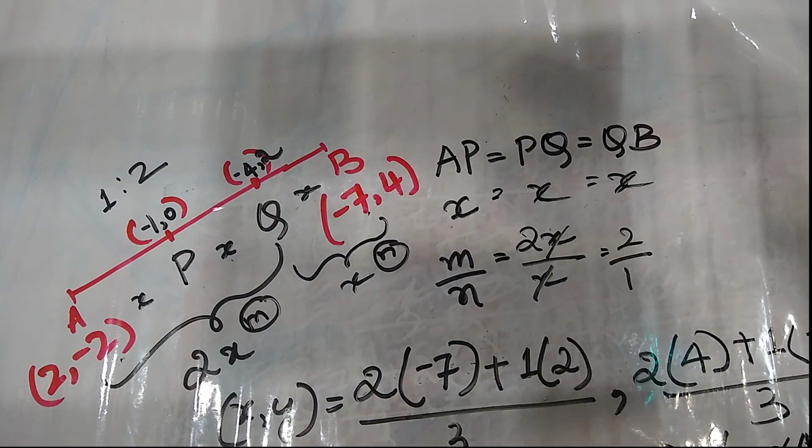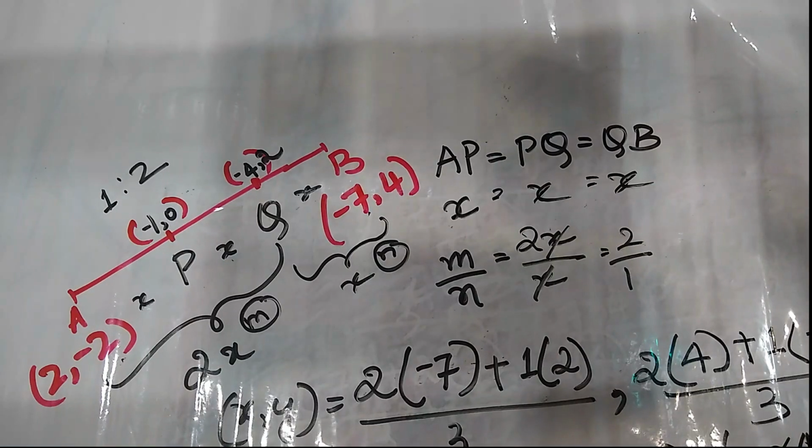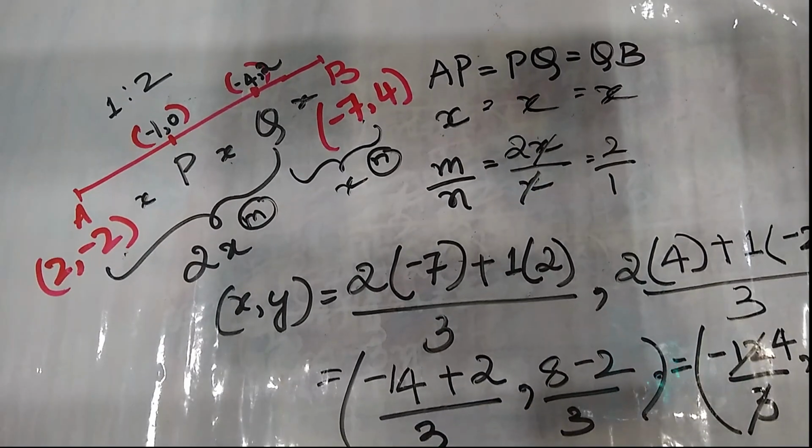And this is how you solve this kind of problem. First you have to know what a trisection is. After figuring out trisection, you need to use the logic behind trisection, which is equal distance, and then figure out m is to n for the points P and Q, and then further using the section formula you can figure out both the coordinates.